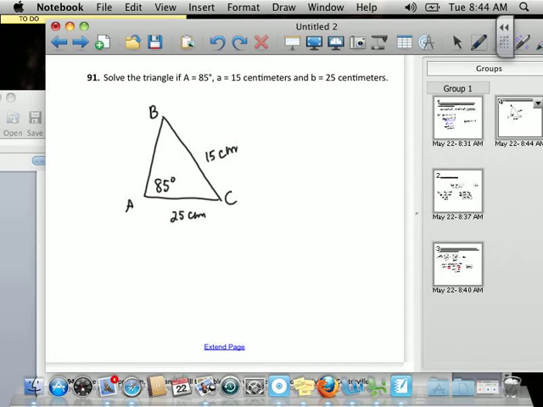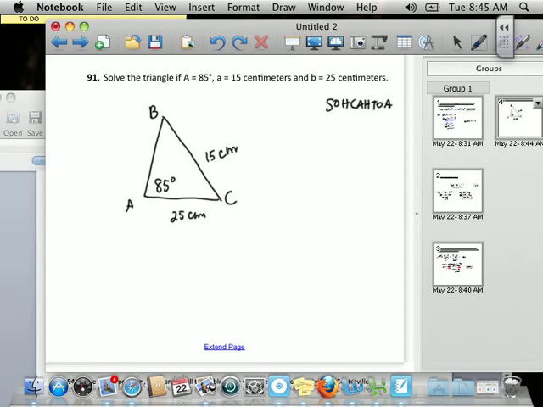Okay, when it says solve the triangle, that means you need to find all the missing angle measures, all the missing side lengths. So we need to find little c, angle B, angle C. Okay, we always go through our different choices. So the first thing we look for is SOHCAHTOA. Can I use SOHCAHTOA?